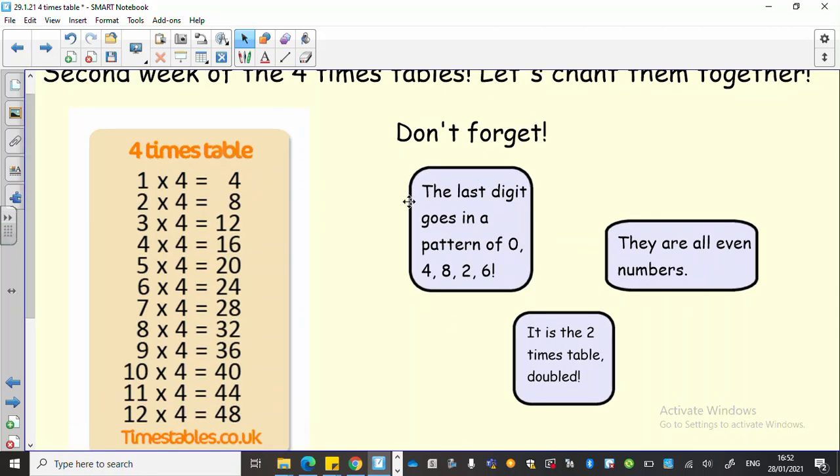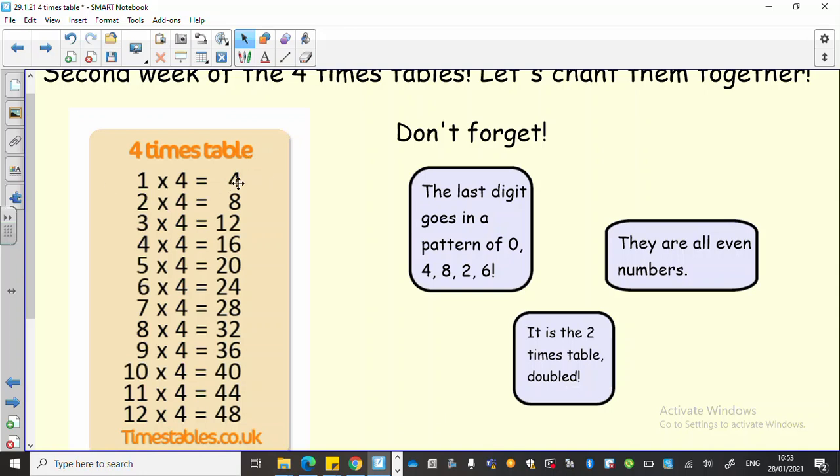So don't forget these facts, which will help you with your four times table. The last digit goes in a pattern of 0, 4, 8, 2, 6. 0, 4, 8, 2, 6, and so on. They're all even numbers. They are all numbers that end in either a 0, 2, 4, 6, or 8. So if you see a number, if you guess it and it's an odd, you know it's not in the four times table. It has to be even. And it's the two times table doubled.